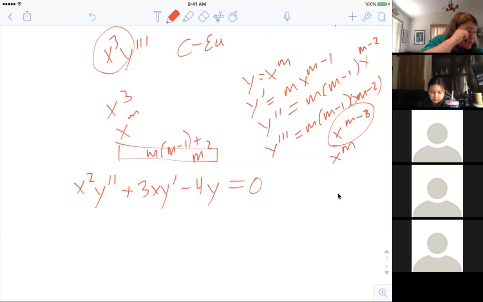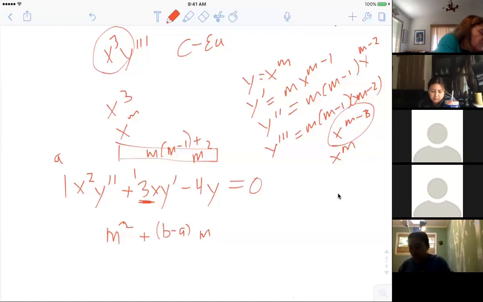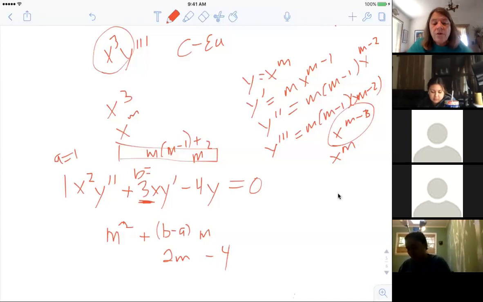And the shortcut on second order looked like this. m squared, the coefficient on the second m right here will be b minus a, where your a is 1 here and your b is 3. Okay, your a is 1 and your b is 3. So b minus a will be just 2m minus 4. You can do that on a second order. We do have a shortcut there. We showed that that was always that.